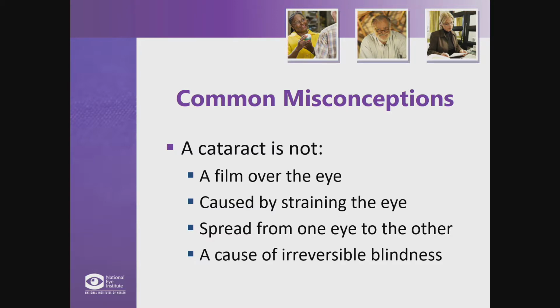So, common misconceptions: cataract is not a film over the eye. It's not caused by straining your eye. It's not spread from one person to another. And it is not a cause of irreversible blindness. We can do something about cataracts.